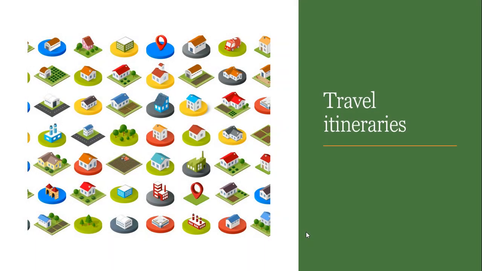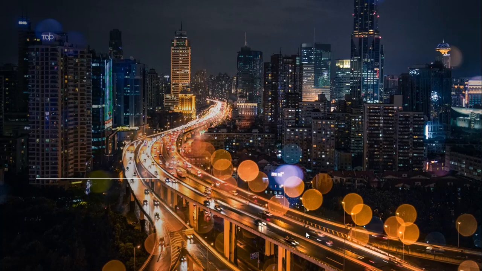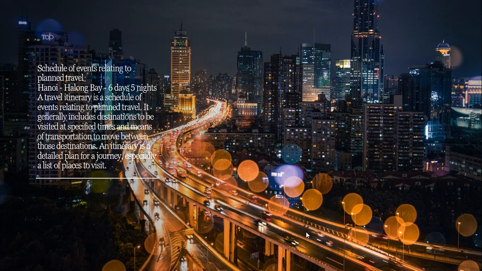So let's look at travel itineraries now. An example of this is a schedule of events relating to a planned travel, for example Hanoi, where you might want to spend 5 or 6 days. A travel itinerary generally includes destinations to be visited at specific times and the means of transportation to move between those places. An itinerary is a detailed plan for a journey, especially a list of places to visit.